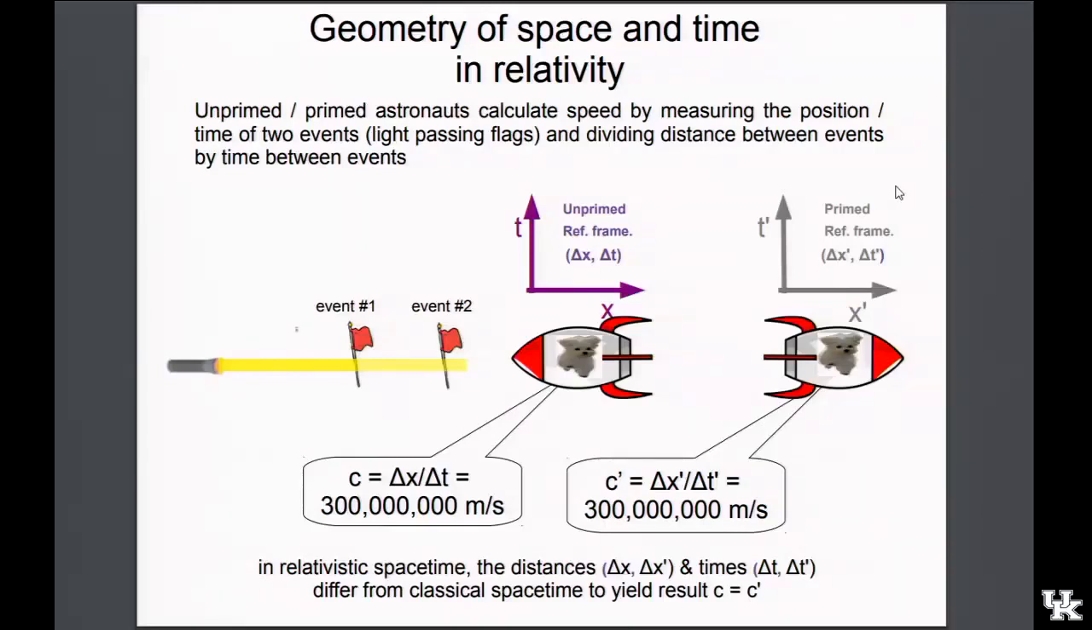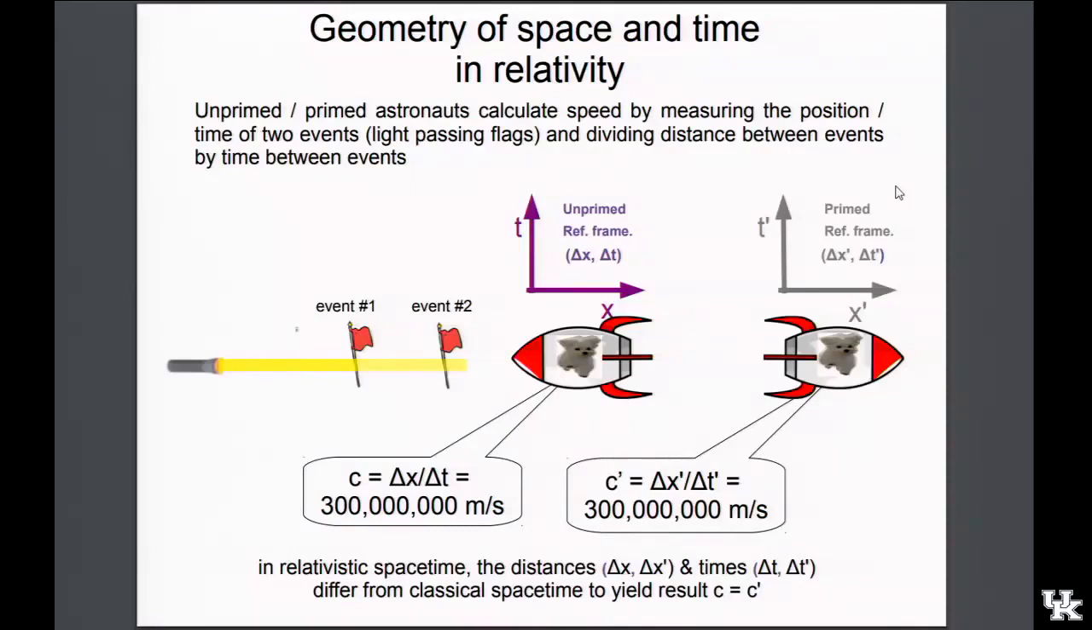Then there's a second flag here. So this is going to be the second event, when the light ray reaches the second flag. So when it reaches the second flag, again, the 2 observers in the 2 rockets, the primed and unprimed reference frames, are going to record the time and the location of this second event. And so after the light ray passes the 2 flags, they've written in their notebook the space-time coordinates of the event of passing the first flag and the event of passing the second flag. So they've written that down, and now they're going to go on and calculate the speed of the light ray.